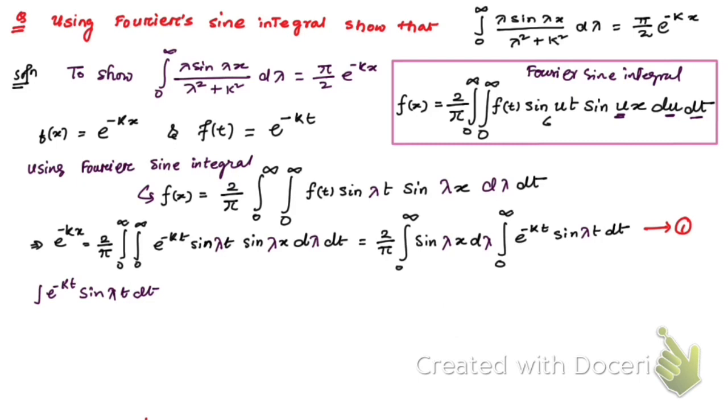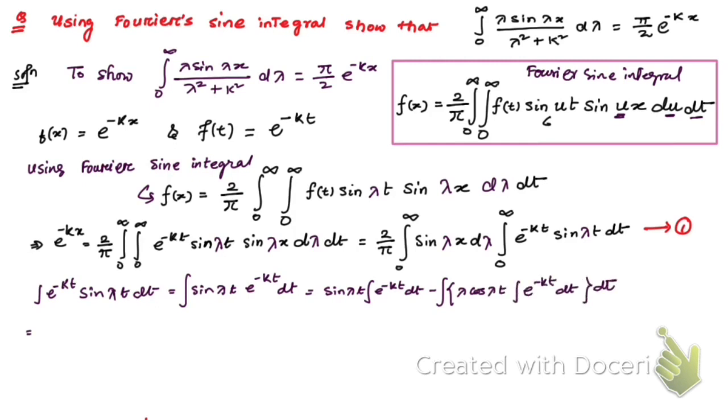Okay, so let me rearrange it. So that's what we have got. Now apply the product rule, and doing so, this is the step we have got. Here you see, let me explain it. This is the first function, that is u, and the integration of v dt, then the derivative of u, the derivative of sine lambda t.